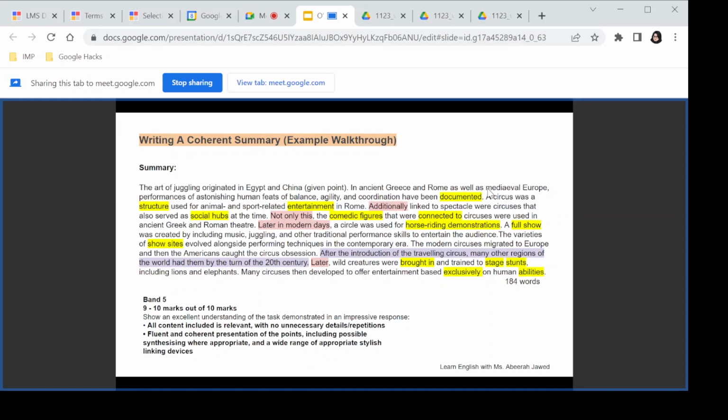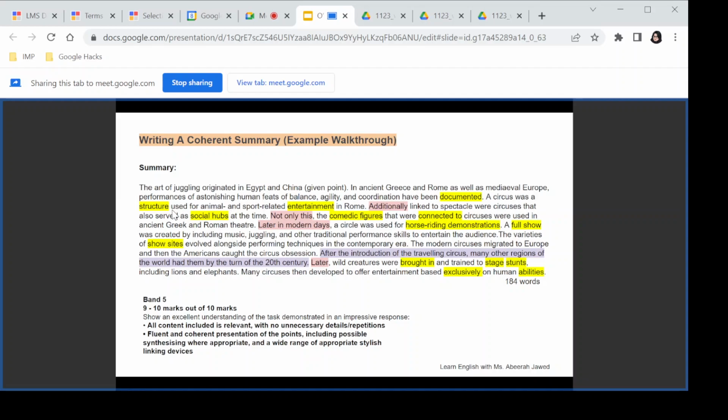In ancient Greece and Rome, as well as medieval Europe, performances of astonishing human feats of balance, agility, and coordination have been documented. You can also think of another word for feats. Okay, I couldn't really think of another word for feat. You can think about achievements or something like that. Balance, agility, and coordination: I did not really want to replace these words because then the meaning would completely change. I tried doing it, but it was changing, so I decided to leave it like that. Reason being, I am giving it as a complete point here. If I remove this point, that is also okay.